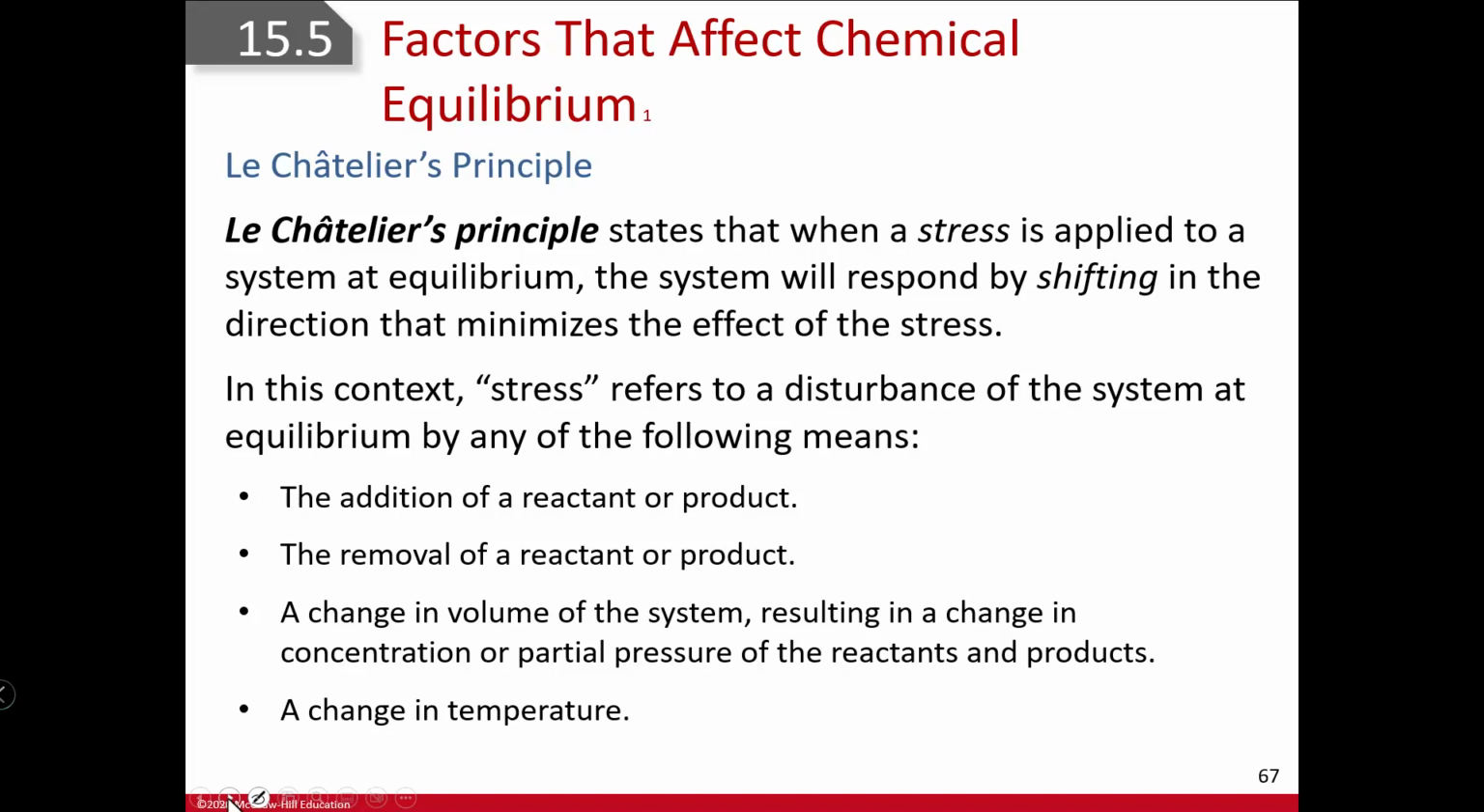So in this context, stress refers to a disturbance of the system at equilibrium. So here's what I want you to remember. Everything we're talking about in this section, we are at equilibrium, and now we're going to apply the stress. So what are the stresses? The addition of a reactant or product, the removal of a reactant or product, the change in volume, and that generally changes pressure, but that's a tricky one. That's the one the students have the most difficulty with, and then change in temperature. That one's fairly easy.